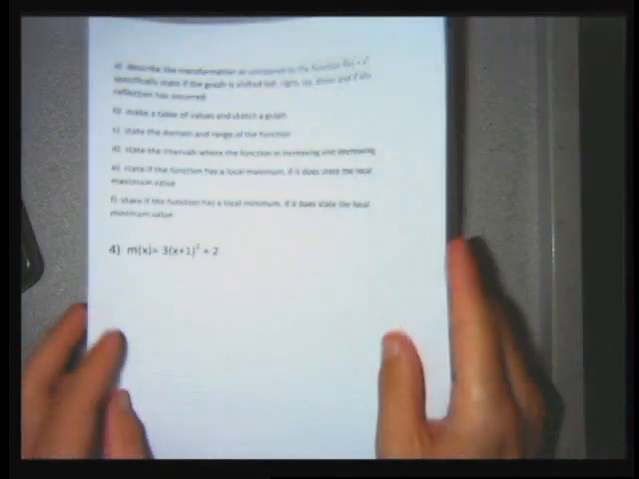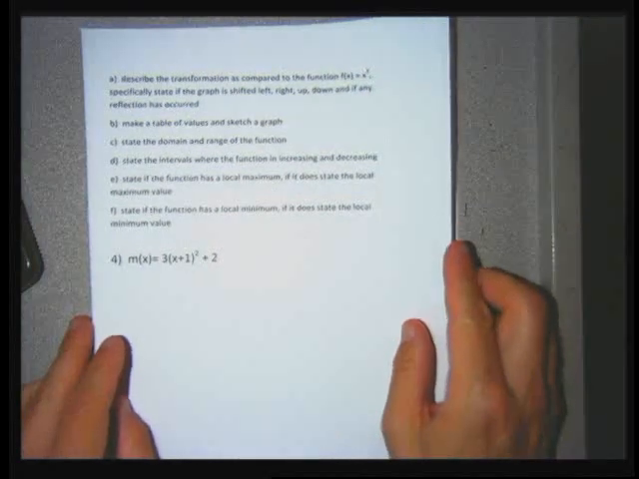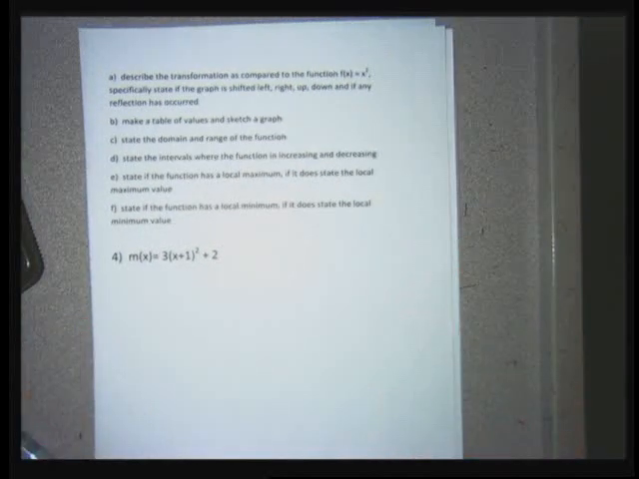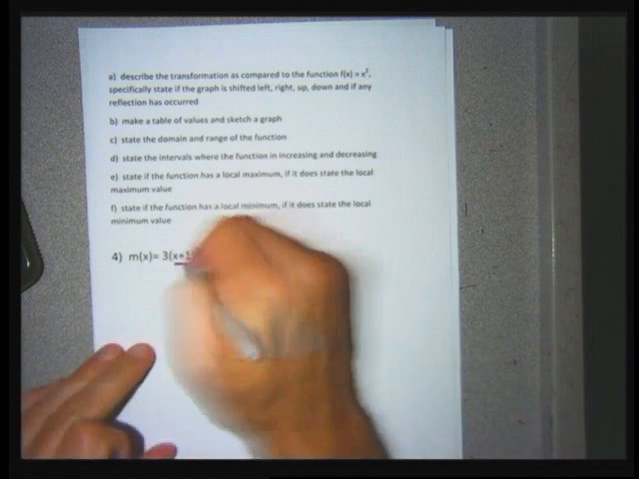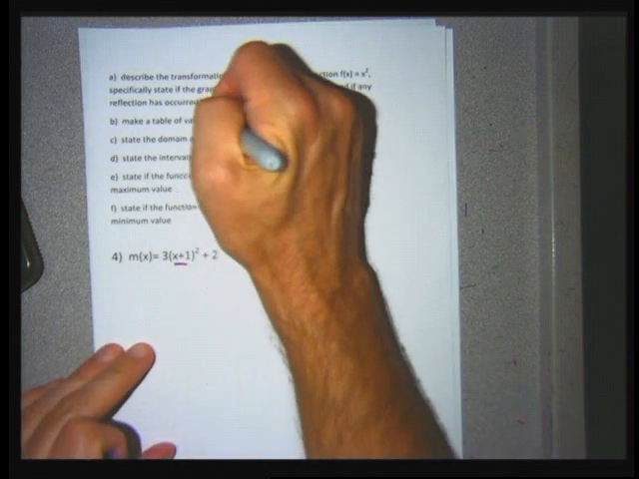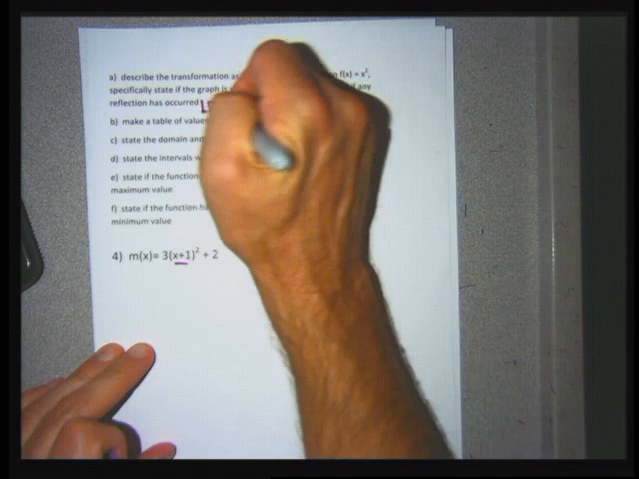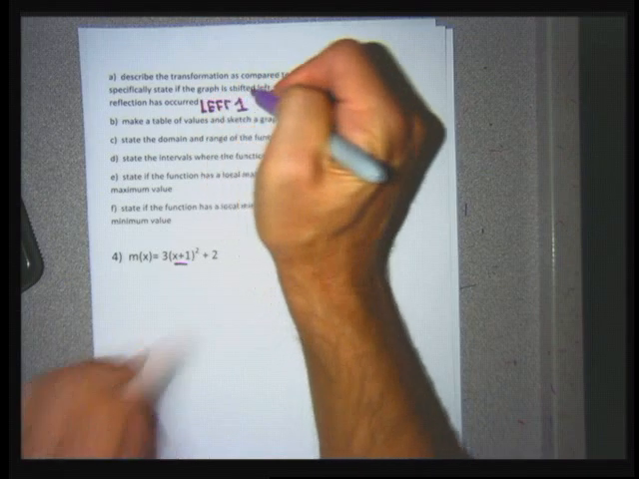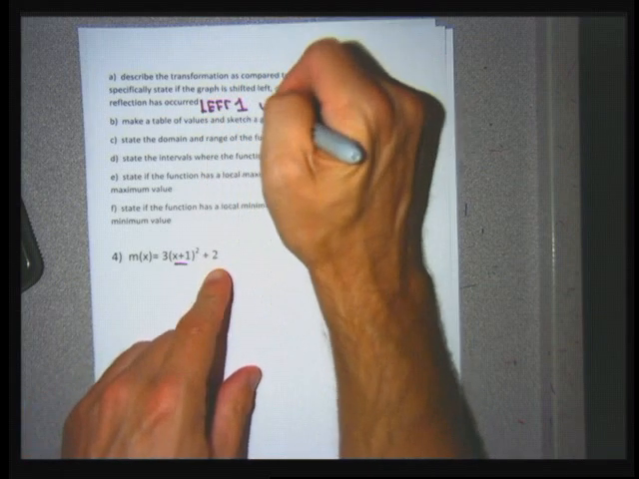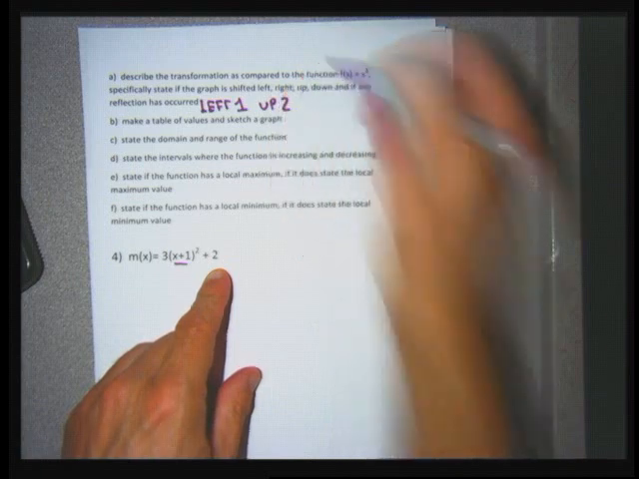All the first problems are going to be similar. So the left, right, up, and down for number 4, this plus 1 in the parentheses is going to move it left 1. So I'm going to be very efficient here and say it's moving left 1. The plus 2 is going to move it up 2. That's all you're responsible for.